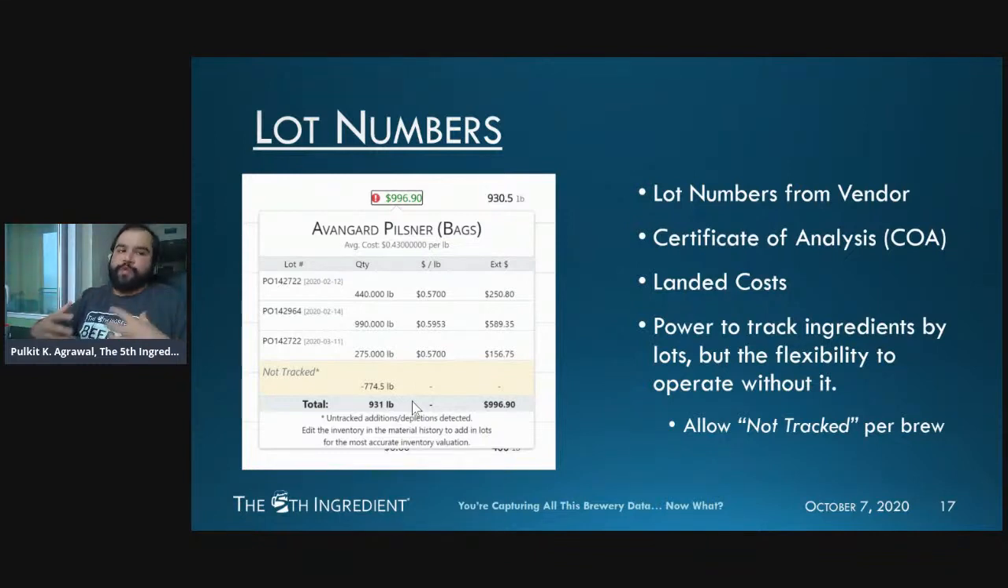Right, and this becomes super powerful because you never want to feel like whatever system you're using that you're, quote unquote, locked out of brewing just because somebody hasn't entered in a lot number or somebody hasn't done a stock take, right? Keep brewing, put it into this not tracked bucket, allowing you the flexibility to go in after the fact and add in those different lot numbers and associate those costs.